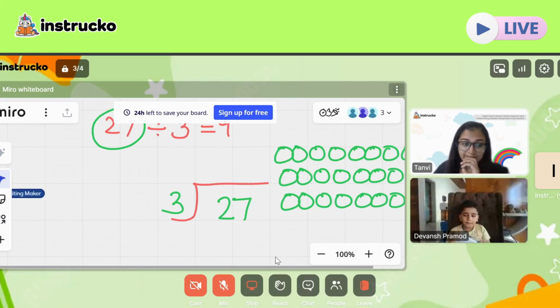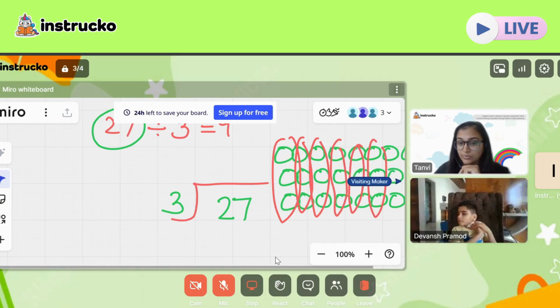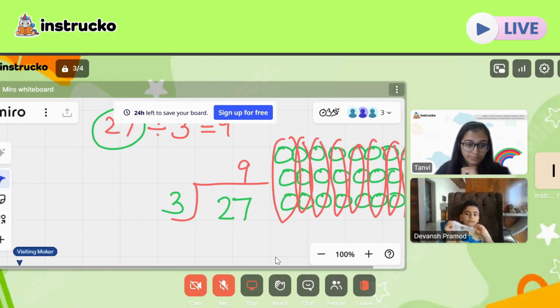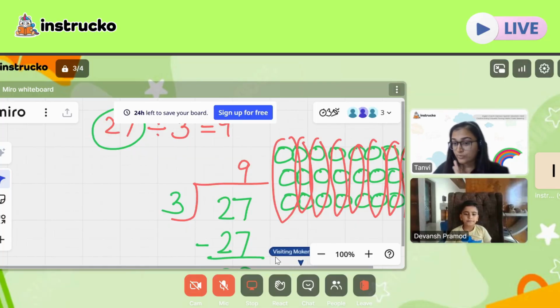I have drawn 27. Now it says you need to divide by 3. That means we need to make groups of threes. How many groups of threes can we make? We can easily see we can make 9 groups of threes. Okay. So did I use all the 27 things to make groups of threes? Yes. So I will write here again that out of 27, I used all the 27. Nothing is left. 0.